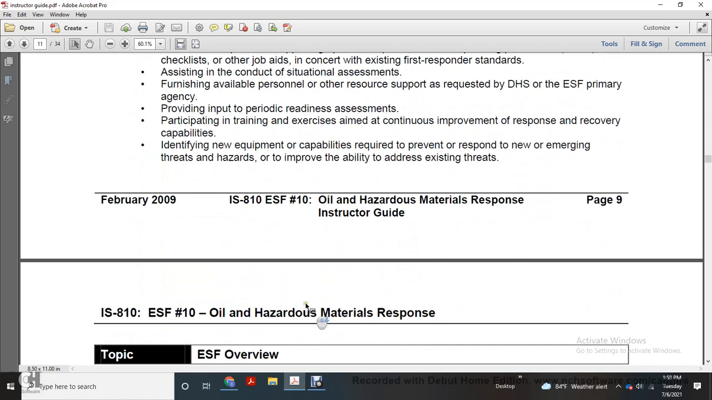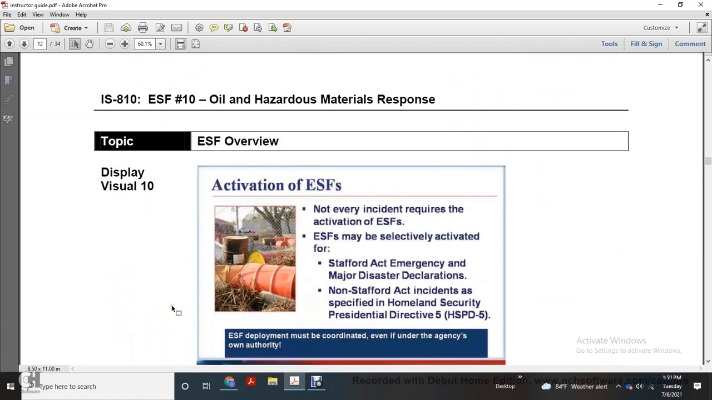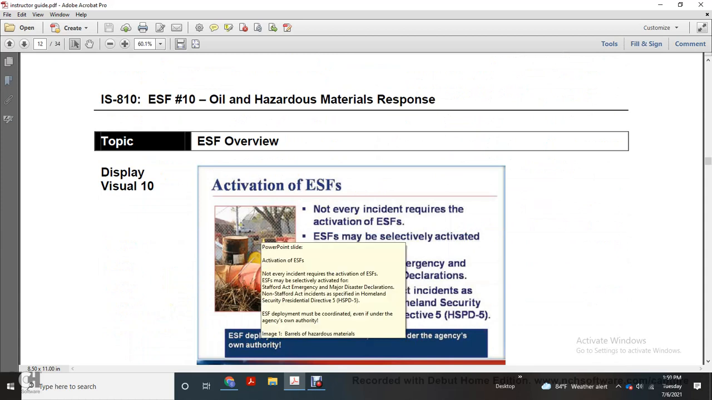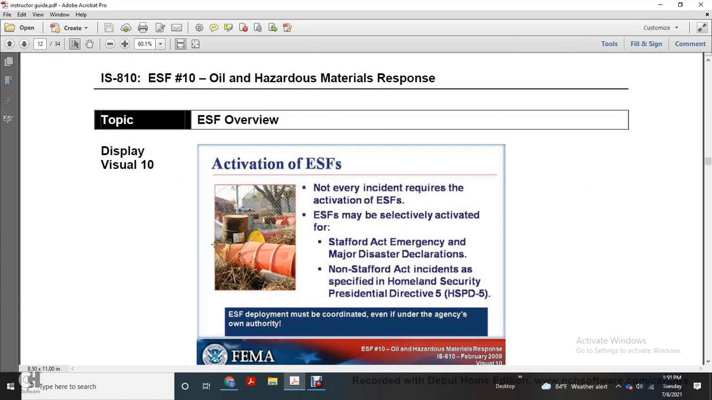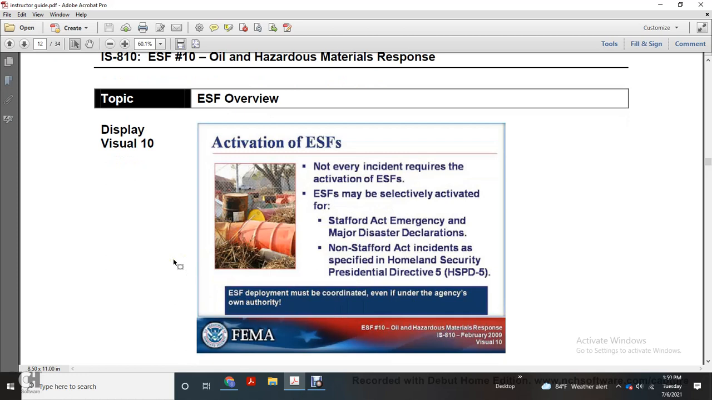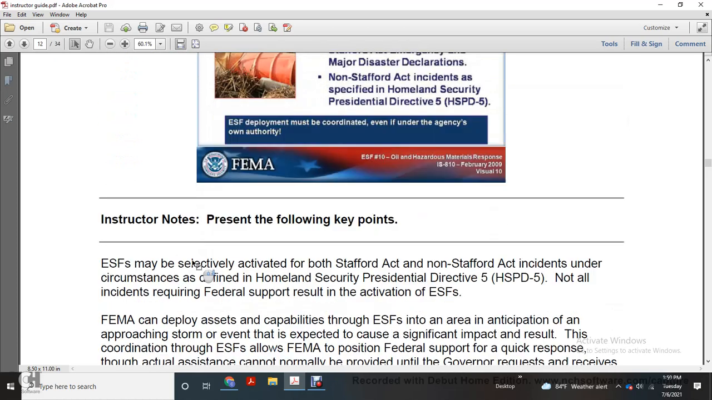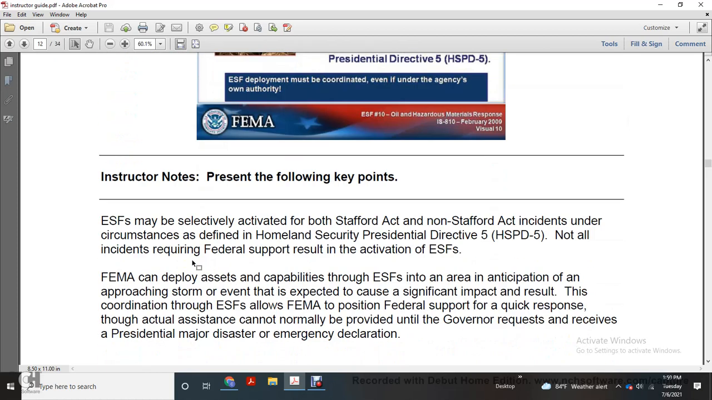Display visual 10, activation of emergency support functions. Not every incident requires an activation of the emergency support functions. Emergency support functions may be selectively activated for Stafford Act emergencies and major disaster declarations, and for non-Stafford Act incidents as specified by Homeland Security Presidential Directive Number 5. The instructor's note presents the following key points. Emergency support functions may be selectively activated for Stafford Act and non-Stafford Act incidents under the circumstances defined in Homeland Security Presidential Directive Number 5.